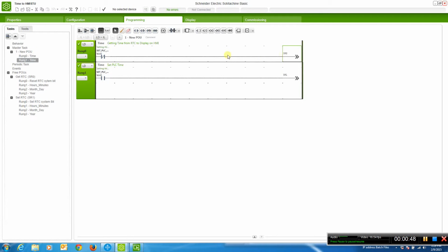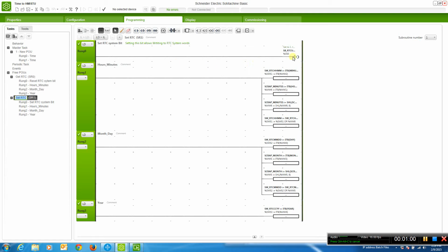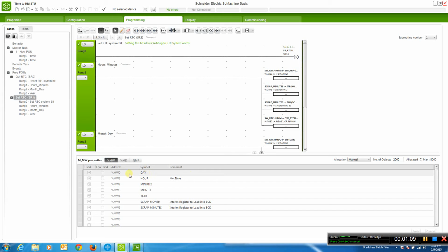Subroutine 0 is basically going to get the real-time clock and put it into memory words so you can actually read it in the HMI. Subroutine 1 is going to set system bit 50 so that you put them into read-write and the HMI can change the data. If I take a look at the variables I created in the PLC, I created some memory words that the HMI can actually read and write to. And I'm going to go right now to the subroutine for getting the data.